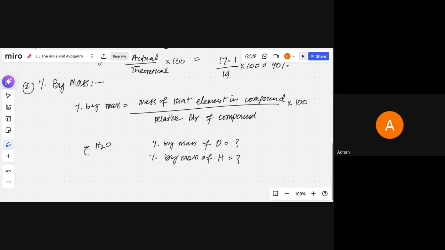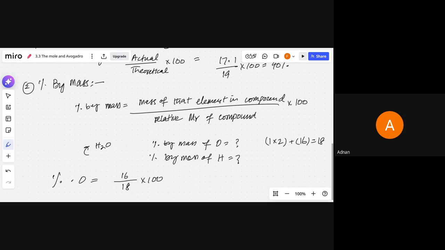So we can start from the first one, which is oxygen. The relative atomic mass of oxygen is 16. So 16 divided by the Mr of water. Hydrogen is 1, and we have 2 atoms of hydrogen, so 1 times 2 is 2, plus 16, we get 18, right? So 16 divided by 18 times 100. This is for oxygen.